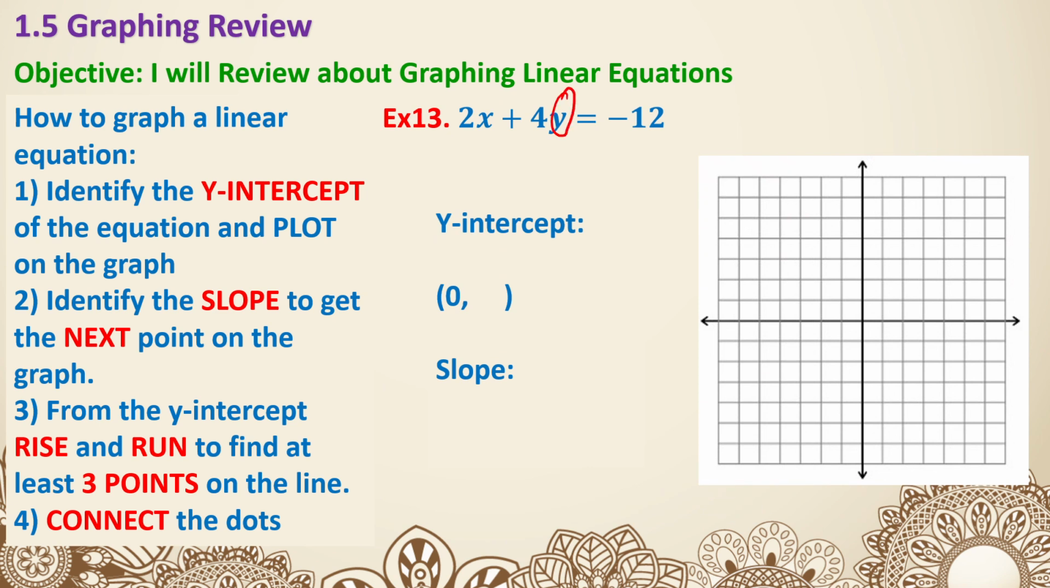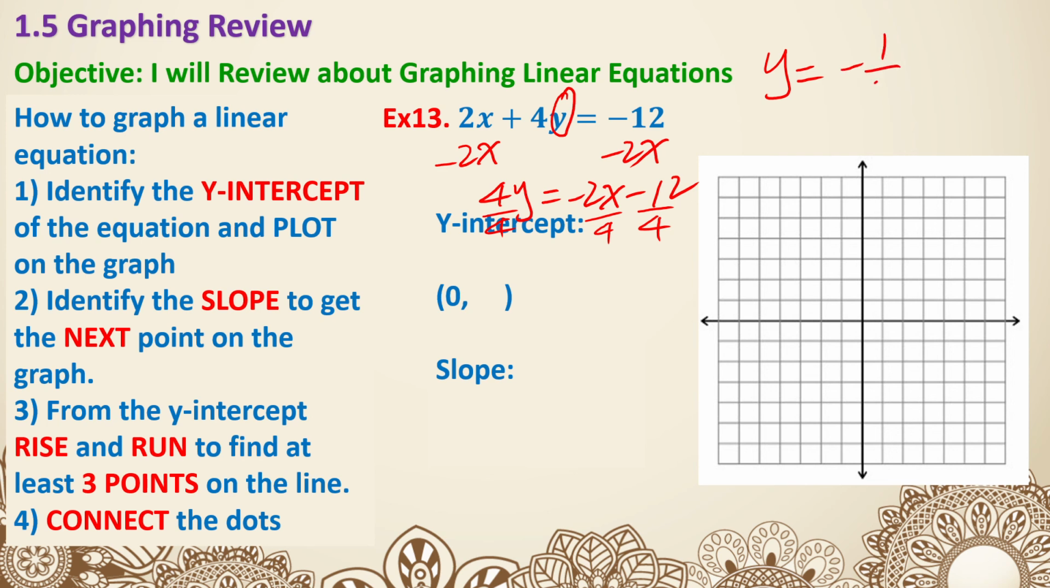Again, I'm solving for y, so I'm going to subtract 2x on both sides. So I got 4y equals -2x minus 12. I'm going to divide everything by 4. I'm going to get y equals -2x over 4 is -1/2 x, and -12 over 4 is -3. So my intercept is at -3. As for the slope, that's -1 over 2. So down 1 over 2, down 1 over 2, down 1 over 2. I can actually generate my line right there. That's example 13. And that is everything for 1.5.